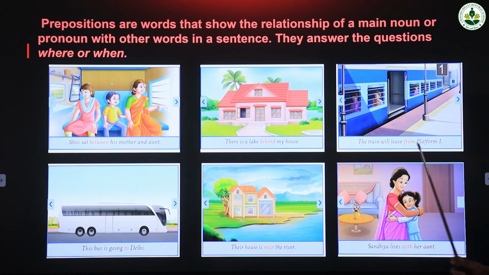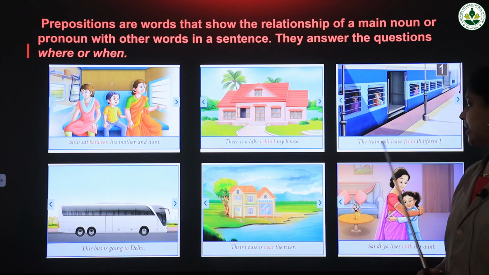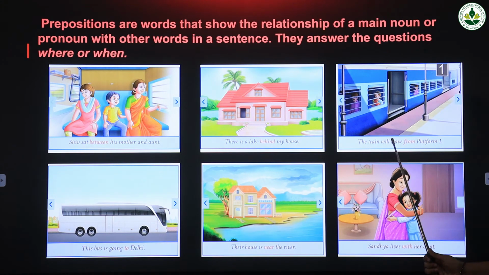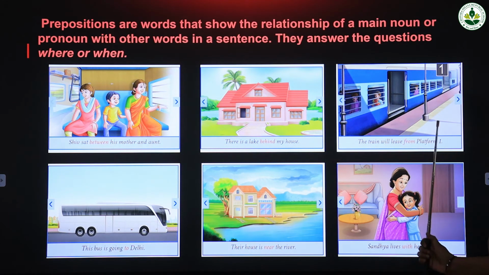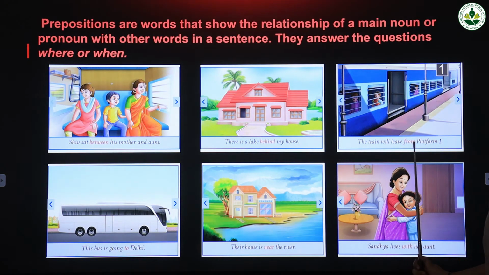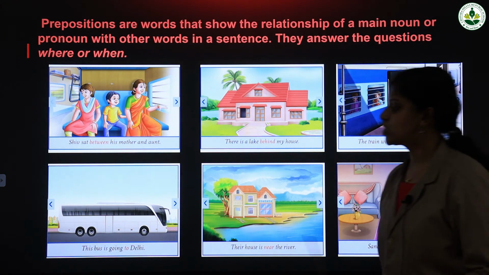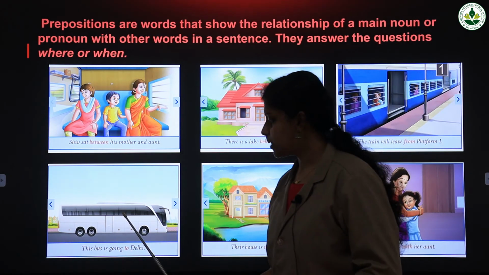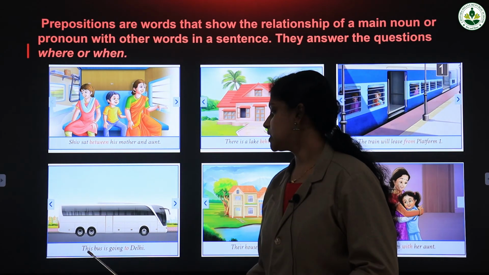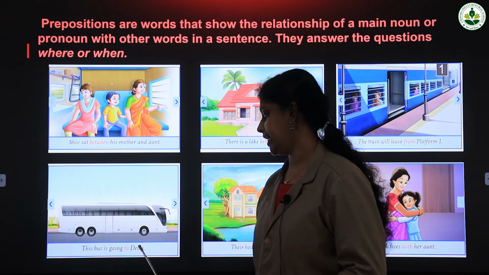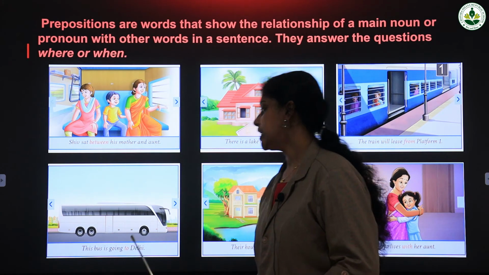Look at the next picture. Here you can see the picture of a train. The train will leave from platform 1. Next, look at the next picture. Here you can see the picture of a bus. This bus is going to Delhi.